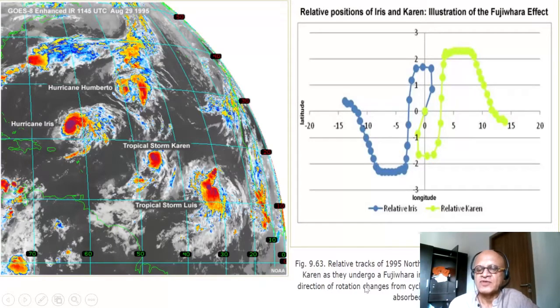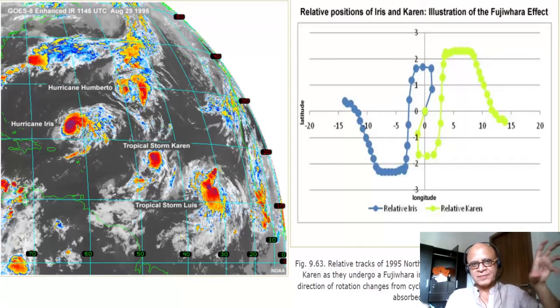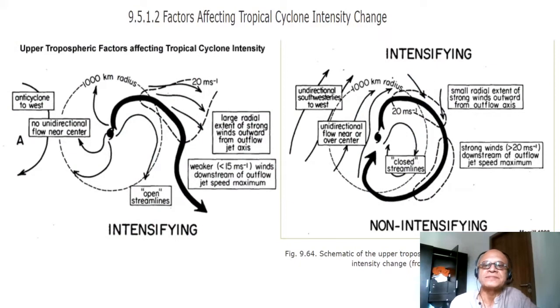Note how the direction of rotation changes from cyclonic to anticyclonic as Karen is eventually absorbed. So we have counterclockwise circulation coming in that is being entrained by Iris, which is the stronger of the two, and it's going to absorb Karen into one. You can see that they can merge, they can escape, or they can just go around each other depending on the strength and the distance, and so on.